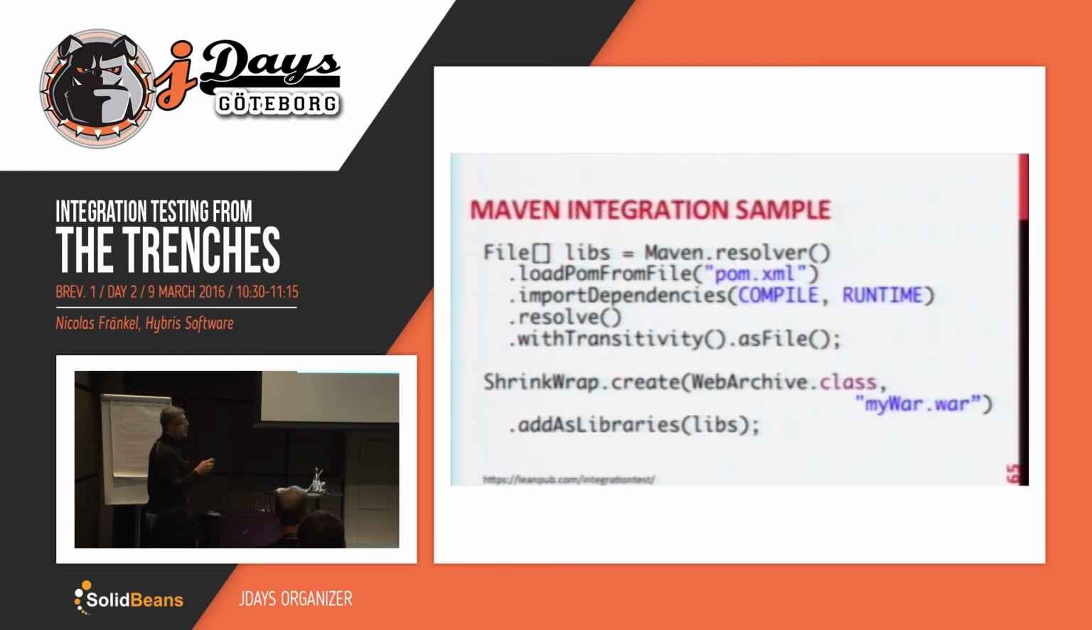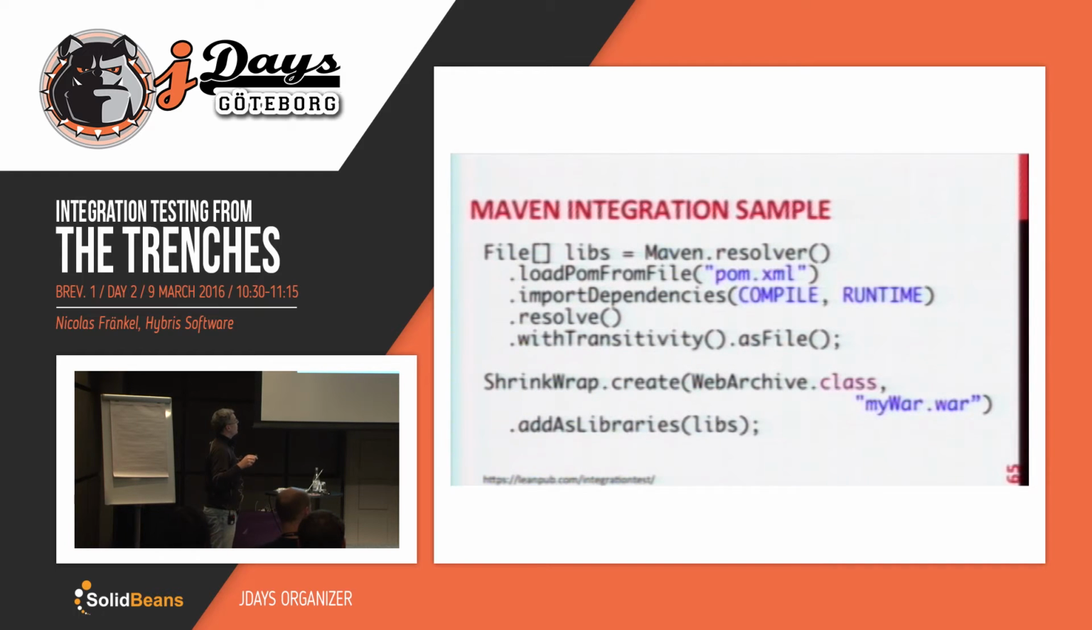And so when you use SHRINKWRAP, like I said, you can create your web archive. You just have a method that is called add as libraries. Also very easy to use. Of course, it's not restricted. You don't need to import every dependency. You can tell only the name, and because you read from the POM, it will automatically get the right version. So only having the right scope under test, system under test is done through SHRINKWRAP.